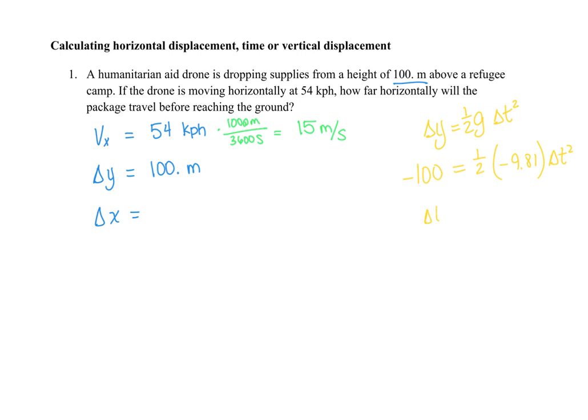Now your change in time is a little different. It's a little bit more. 4.52 seconds is what I get for that. And then we're going to multiply that by our 15 meters per second, rounded to two significant digits, 68 meters.